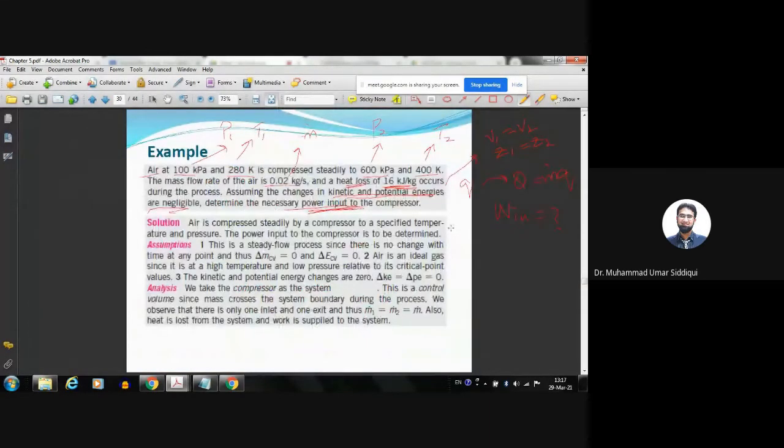In the case of compressors, we'll have W in equals m dot Q out. Why? Because Q was given as per unit mass, so we have to multiply with the mass flow rate, plus m dot (h2 minus h1).